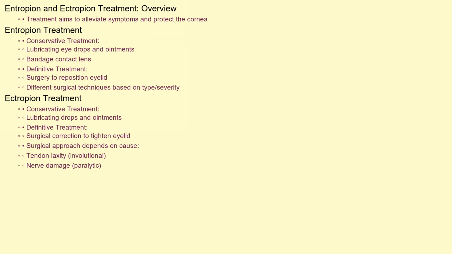For ectropion, similar conservative measures like lubricating drops and ointments are used to manage dryness and irritation. Surgical correction is often necessary to tighten the eyelid and restore its normal position. The specific surgical approach depends on the underlying cause of the ectropion, such as repairing tendon laxity in involutional cases or addressing nerve damage in paralytic cases.